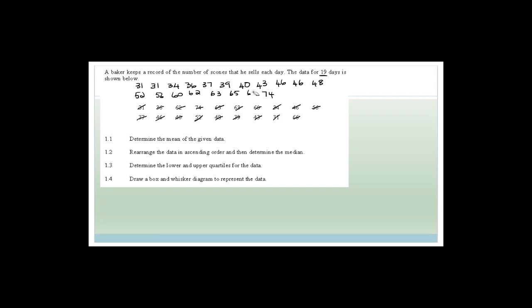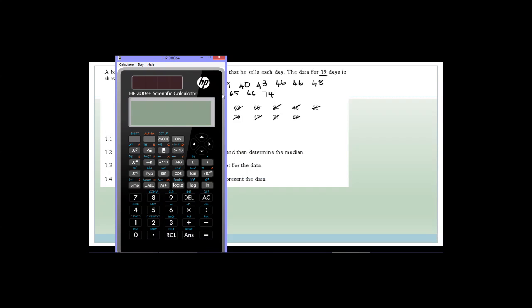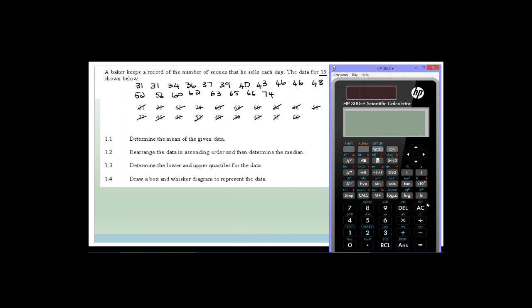Now, the next thing we have to do is work out the mean. And what is the mean? The mean is when we add all the numbers and divide by the number of numbers. So we're going to find the sum of this. So let's get out our calculator. Okay, and we're just going to add up all the numbers. So let's press it on first.